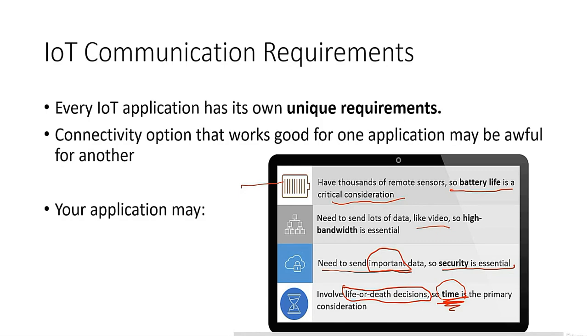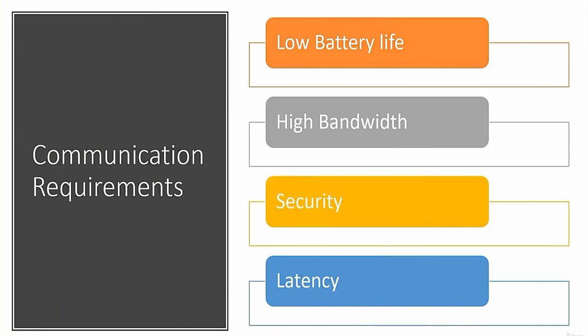Therefore, the time is the most important criterion here. And remember, a single application will never have all of these requirements. It will have either one or two of these requirements whenever you are creating a particular application. In a nutshell, these are the communication requirements in IoT: low battery life, high bandwidth, security, and latency. Latency should be as low as possible. It means it should be very fast to send the data over the internet and get the response back.